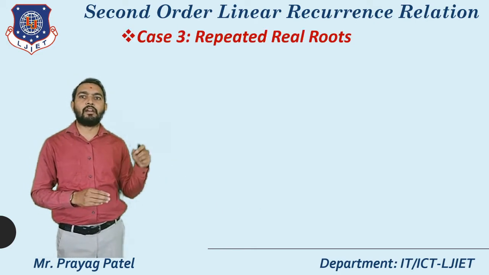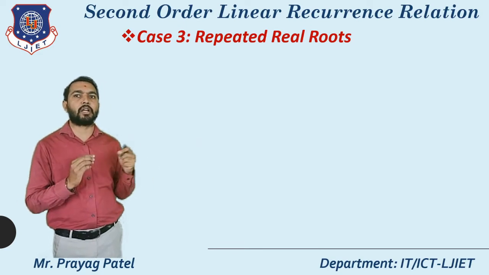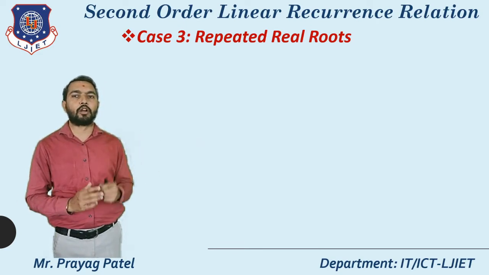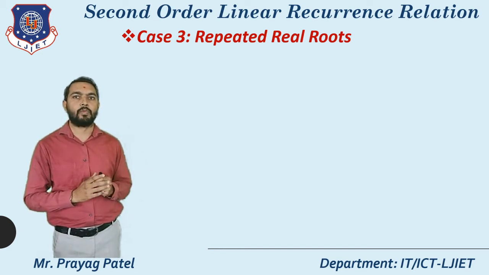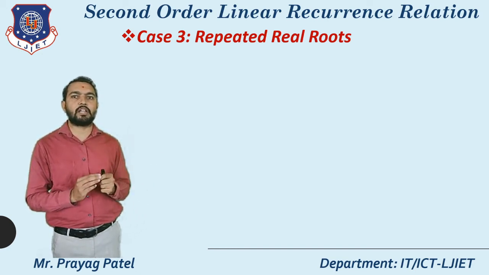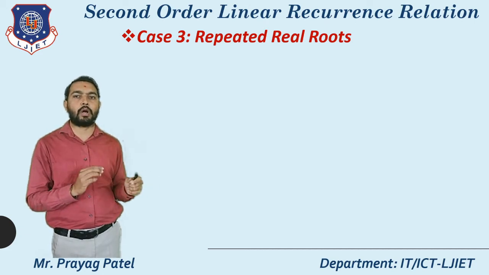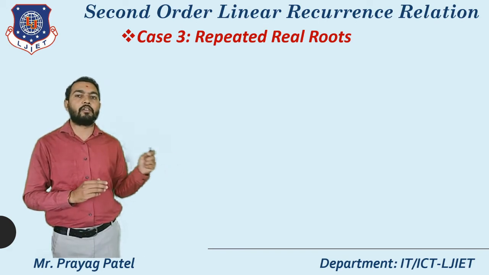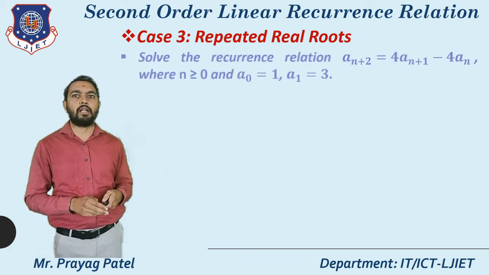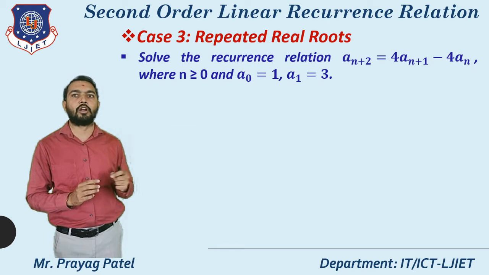Now after that, the last method is case number 3, repeated real roots. In the first case we considered the real roots as r1 and r2, but there r1 and r2 were different. Here our r1 and r2 are equal, so we can say these are repeated real roots.